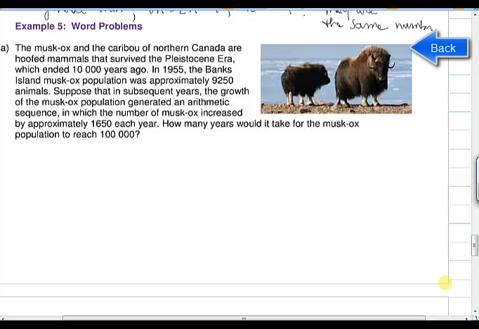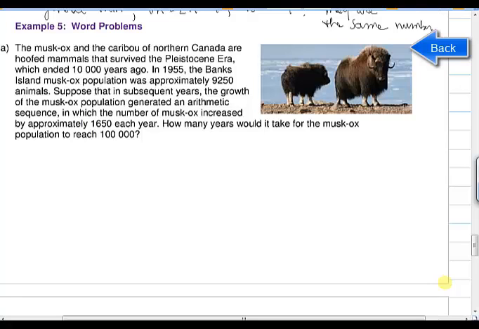Example 5, word problems, or if you like, application problems. We're going to take a look at 2 of them. In the first one, the musk ox and the caribou of northern Canada are hoofed mammals that survived the Pleistocene era, which ended 10,000 years ago. In 1955, the Banks Island musk ox population was approximately 9,250 animals. Suppose that in subsequent years, the growth of the musk ox population generated an arithmetic sequence in which the number of musk ox increased by approximately 1,650 each year. How many years would it take for the musk ox population to reach 100,000?